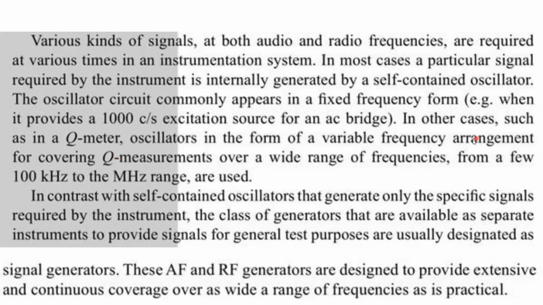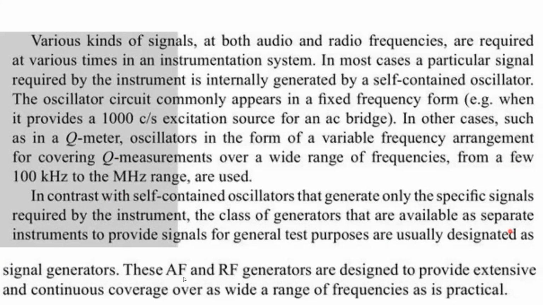In Q meters, this oscillator is in the form of a variable frequency arrangement for covering Q measurement over a wide range of frequencies, from a few 100 kilohertz to megahertz range. In contrast with the self-contained oscillators that generate only the specific signals required by the instrument, the class of generators that are available as separate instruments to provide signals for general test purposes are usually designated as signal generators.